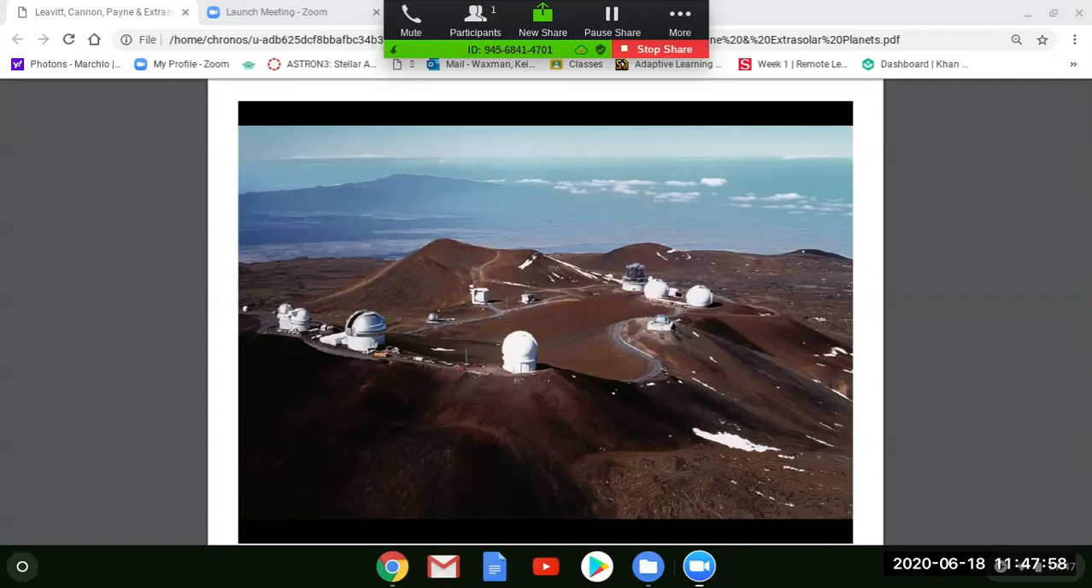Now, on Mauna Kea in Hawaii, there's a great observatory facility where there are a bunch of telescopes that are a lot of times being used to, among other things, see if planets are going around other stars, see if there are these extrasolar planets.